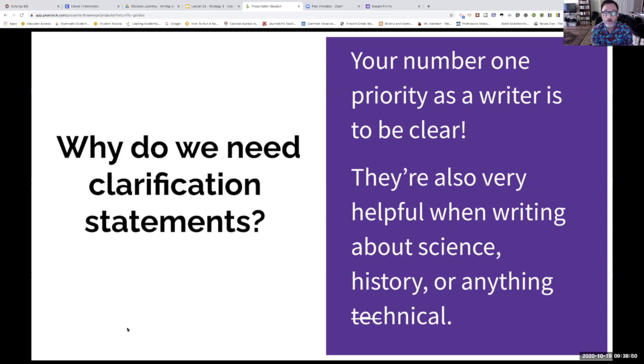And that's where clarification statements really come in handy, because you have to assume, and again, another job as a writer is to assume that unless you're writing for a very specific audience, your audience doesn't know anything. And that's important as well. And then they're also very helpful, again, when you're writing about science, history, or anything technical.